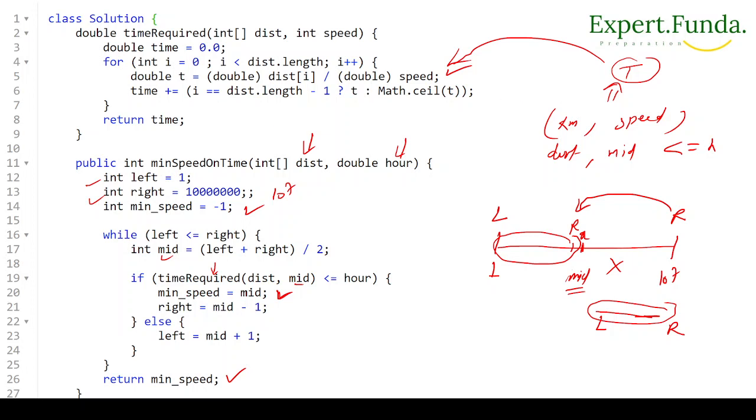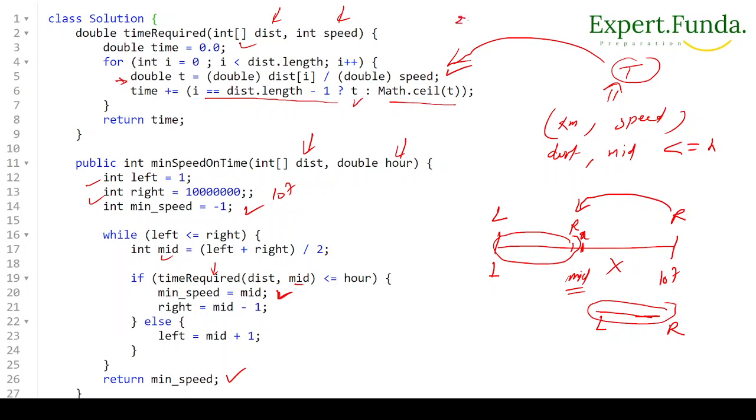Now, the required time: how will we find it? We are passing the distance and the given speed, and we take this time variable. Now we start from i equals 0 to the length, and for all the given distances we do distance at i by speed, which will give us our time. Time will come as time plus this, and then we check if it is not the last value. If this is the last value, we do a round up, the ceiling value, otherwise we take that value.